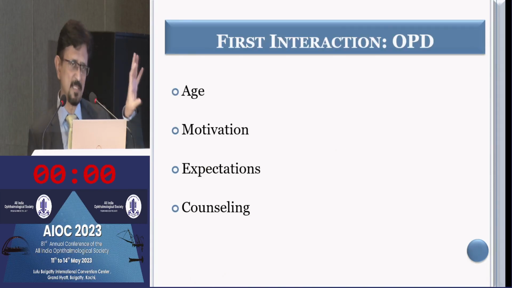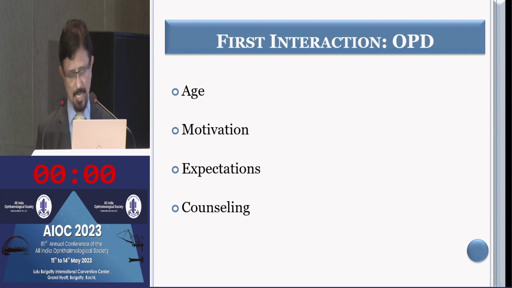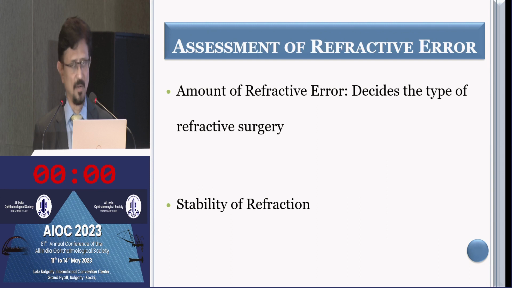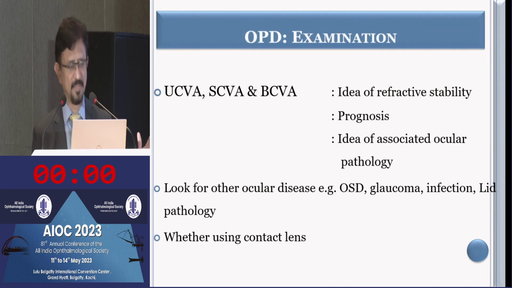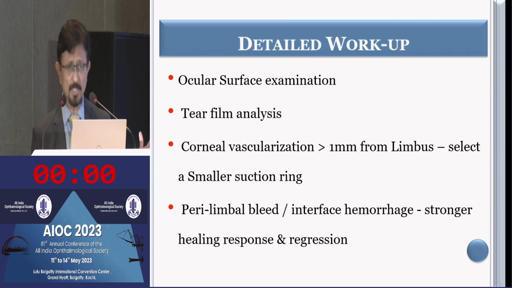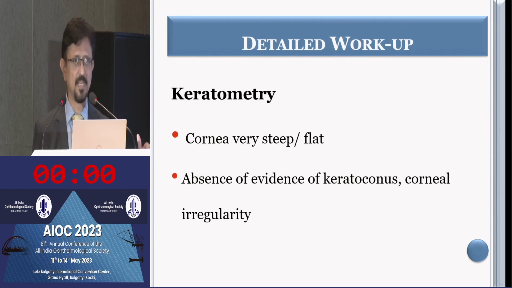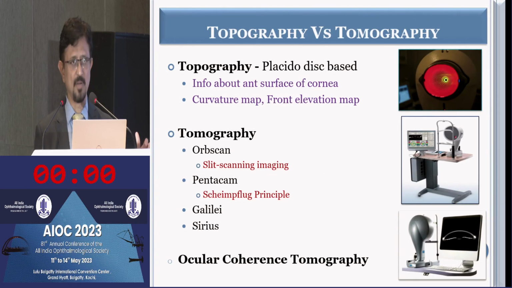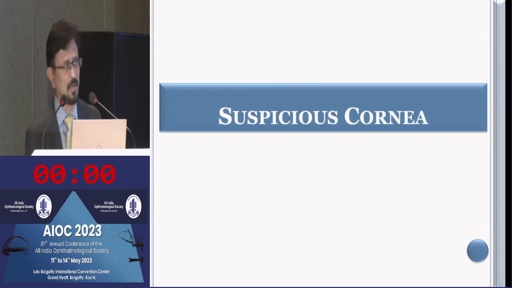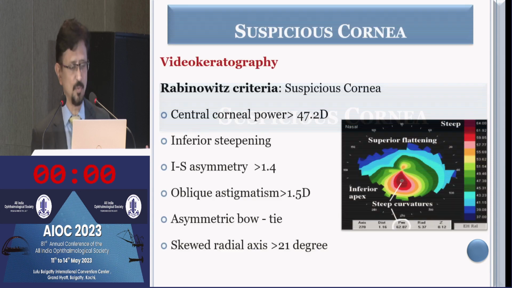So with these things in mind, we first interact with the patient, and the interaction includes: what's the motivation, how high are the expectations, what's his age, what's the amount of refractive error, whether the refractive error is stable or not. What is the ocular surface? That's again important, because that has a lot of bearing on the outcome of the refractive procedure. What's the keratometry? How's the topography and the tomography? And the topography and tomography is basically done to rule out suspicious corneas.